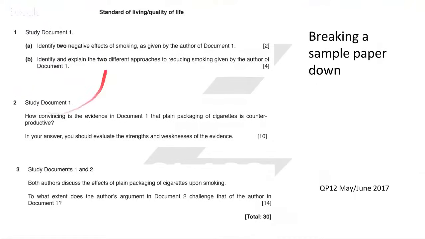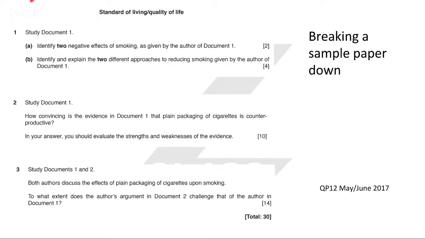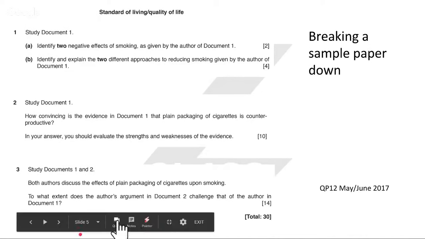Let's read question 1. Question 1: study document 1 and identify 2 negative aspects or effects of smoking as given by the author in document 1, 2 marks. And B, identify and explain 2 different approaches to reducing smoking given by the author, 4 marks. Question 2 is document 1. Now keep this in mind. Questions 1 and 2, at least based on my knowledge from the past papers, are almost always on document 1. Document 3 is where they bring in question 2, which makes it kind of hard, but with practice it really comes in. Document 1 comes in both question 1 and 2, so that's something you really want to look at.